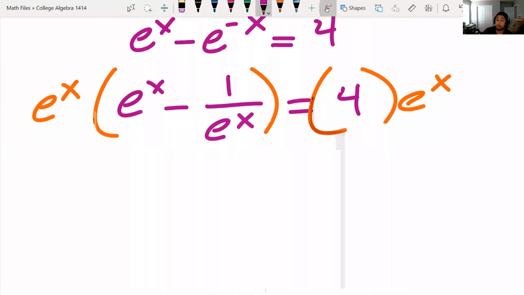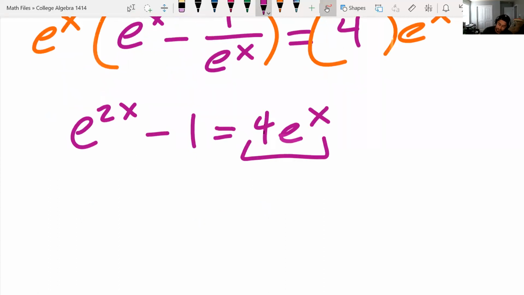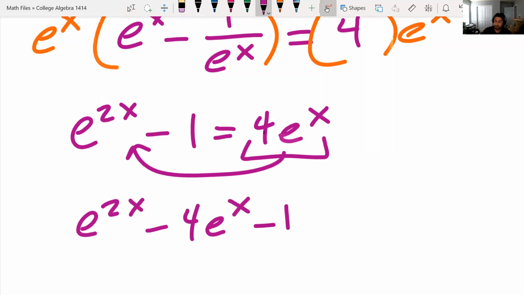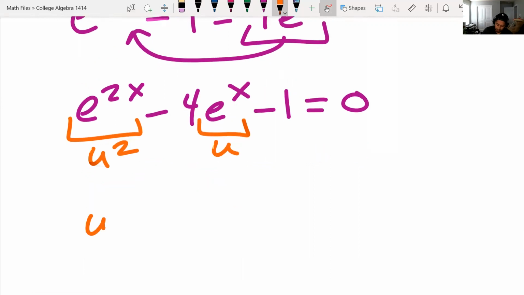And once again, same base, e to the x times e to the x gives me e to the 2x minus 1 over e to the x times e to the x. Cancel. So you get 1 equal to 4 times e to the x. And then you'll move this e to the x over, and you'll get e to the 2x minus 4 e to the x minus 1 equal to 0. And then we'll u substitute. U will be e to the x, and lucky enough, u squared will cover e to the 2x. And we're going to get u squared minus 4u minus 1 equal to 0.